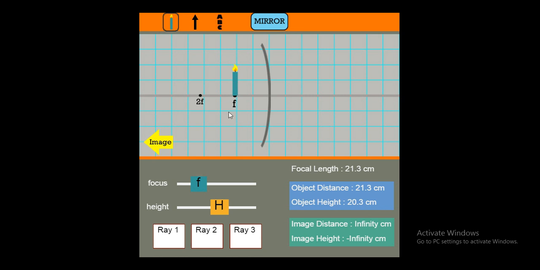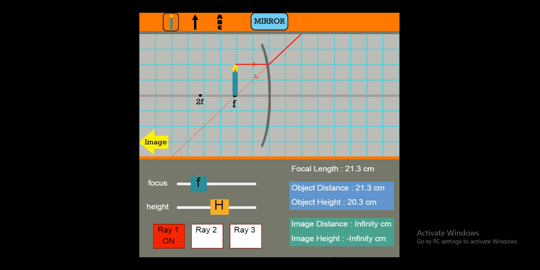Then now drawing the ray diagrams. First we use ray 1, this one. Start from the top of the object. Then a light ray travels parallel to the principal axis. Then after the reflection it travels back through the focal point, this one.